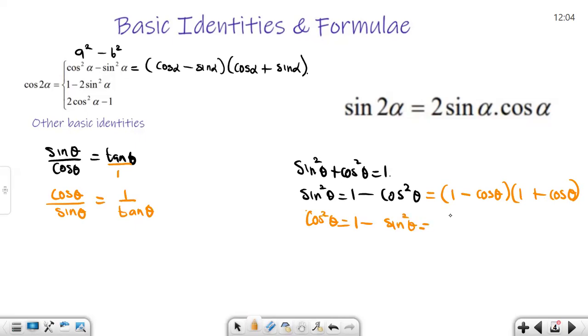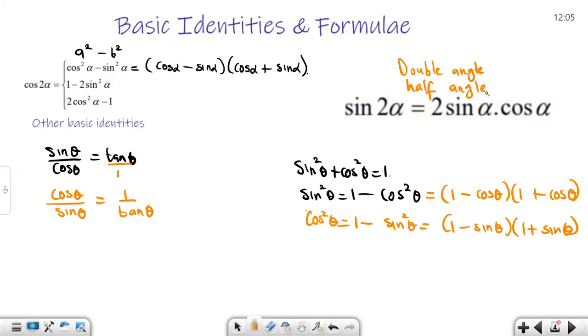This is also a difference of two squares, because 1 squared is 1. Don't just say there's no square there. Relax. And this other one that we see is called the double angle. We are going to talk about the half angle.